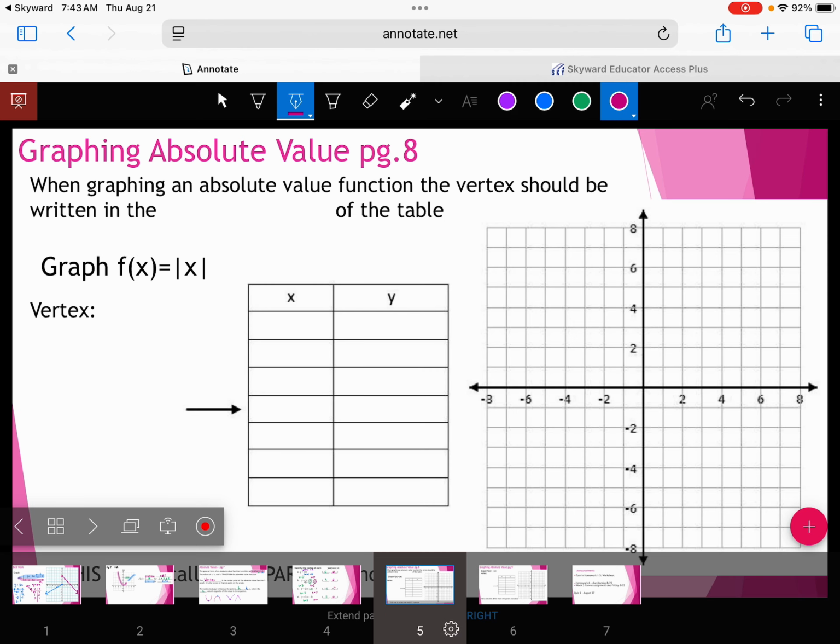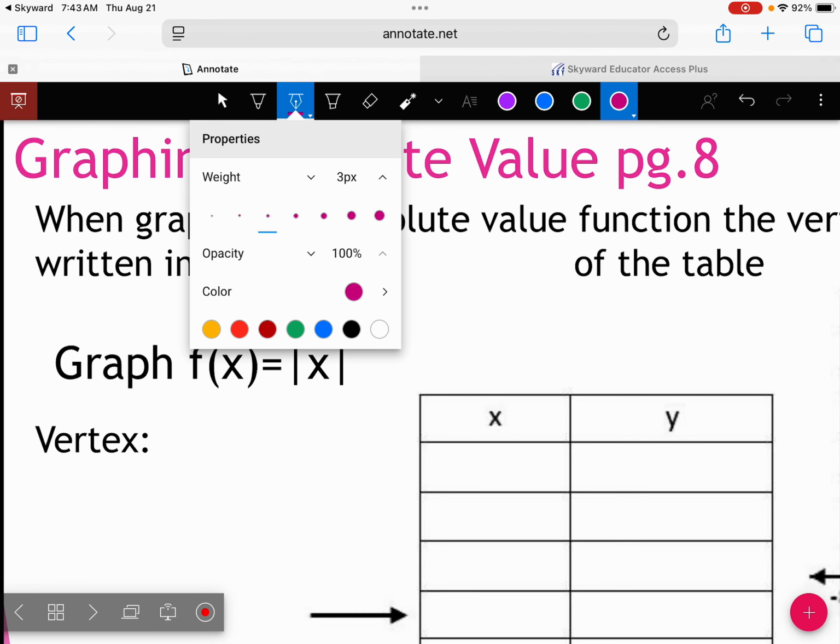Because what we're going to do is look at the bottom of that same page, page 8. When we're graphing an absolute value function, and this is just above the picture, the vertex is going to be written in the center of the table. Maybe another color.